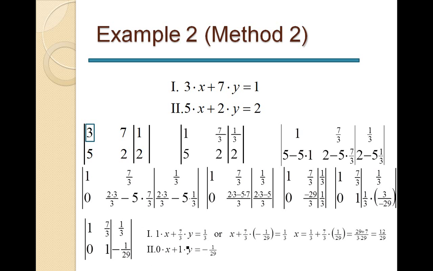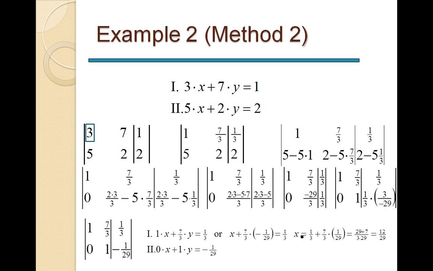I told you so, that a 1 here is very cool because you can just read out what your y is. Now just plug this value into one of the equations, whichever is easier for you. I just plugged this into the first equation because these are equivalent. What we did here was to divide by 3, so I plugged this in and I got x plus 7 over 3 multiplied with minus 1 over 29 equals 1 over 3.